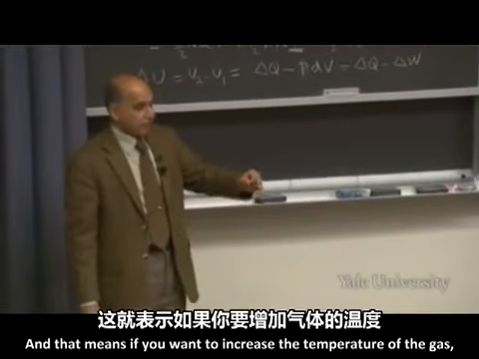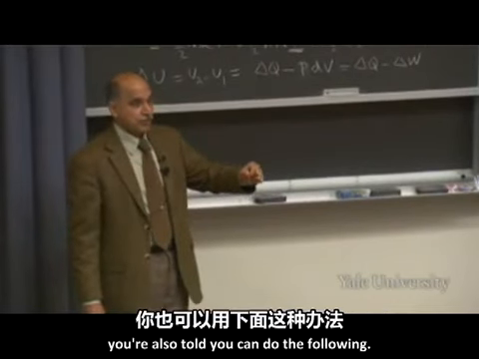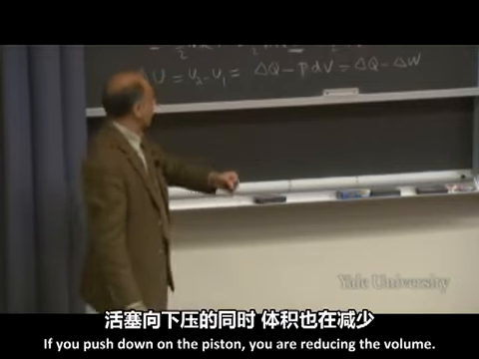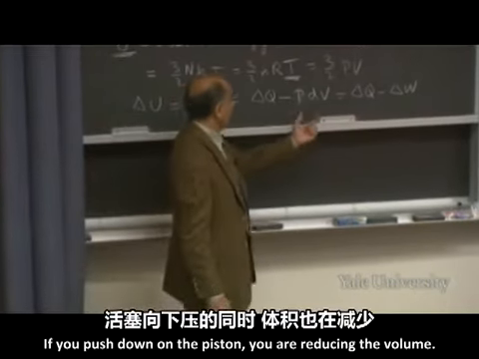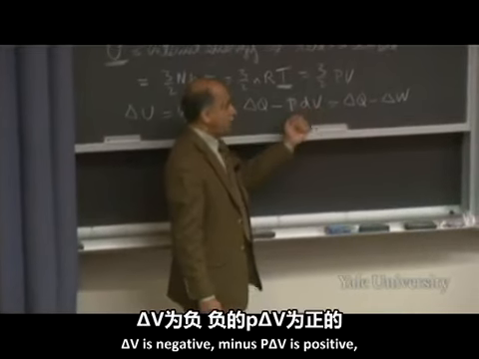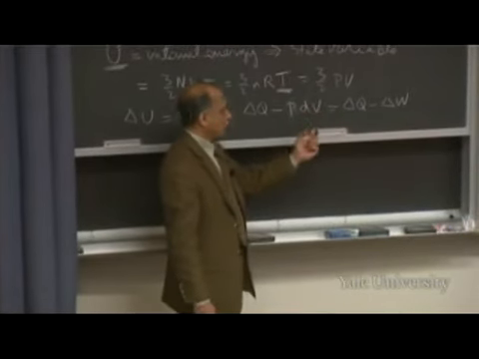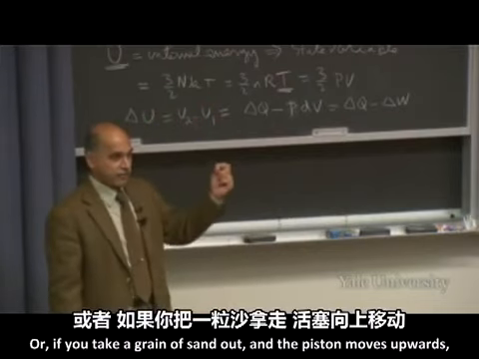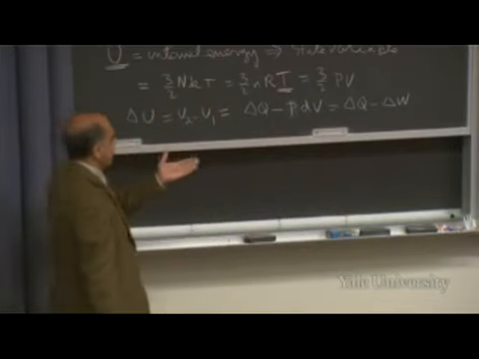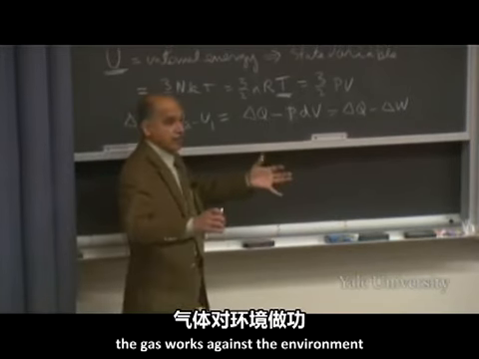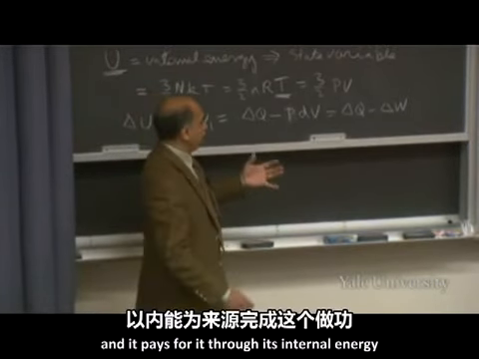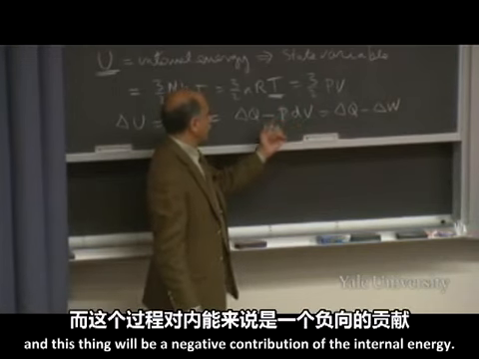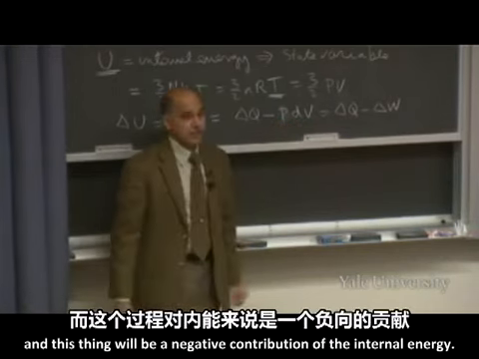And that means if you want to increase the temperature of the gas, you're also told you can do the following. Push down on the piston. If you push down on the piston, you're reducing the volume. Delta V is negative, minus P delta V is positive, and that will also increase the energy of the gas. Or if you take a grain of sand out and the piston moves upwards, the gas works against the environment, and it pays for it through its internal energy, because then P delta V will be positive, and this thing will be a negative contribution to the internal energy.